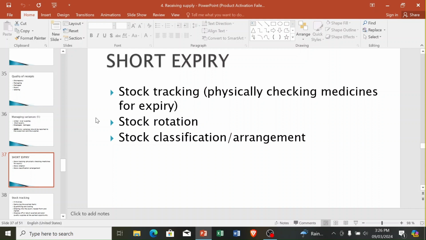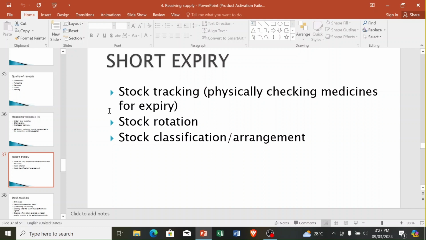So how do we manage for a variance called short expiry? With the short expiry, we can do stock tracking, that is physically checking the medicines for expiry, and then we can do stock rotation, where there are majorly two of them, that is the FEFO and the FIFO. The FEFO is first expiry, first out, and then the FIFO first in, first out. So those items that come in first, we make sure they leave the facility or we distribute them first.